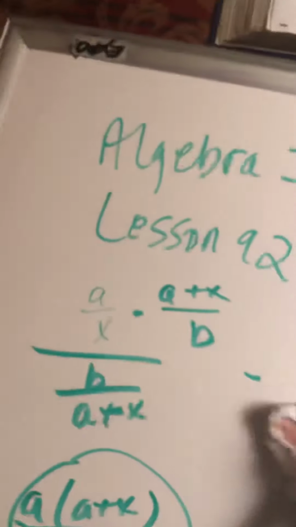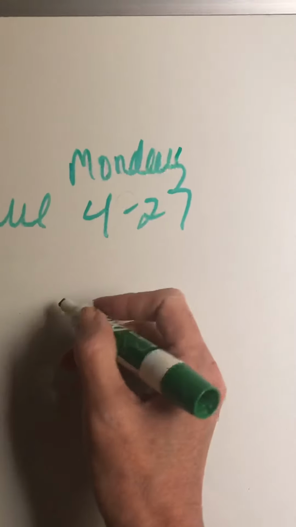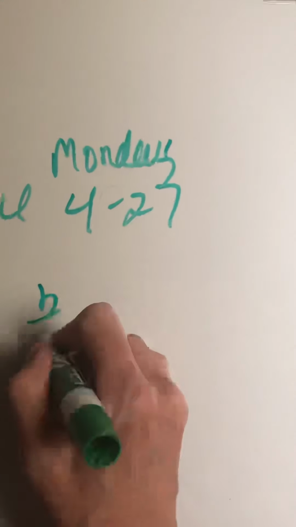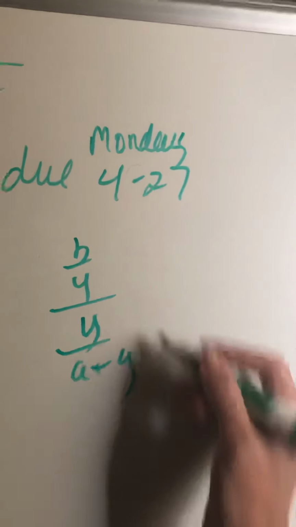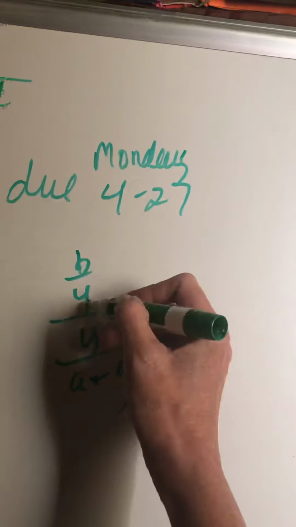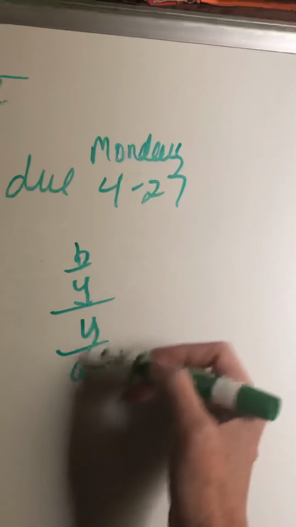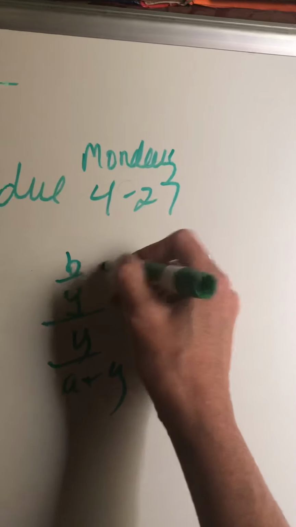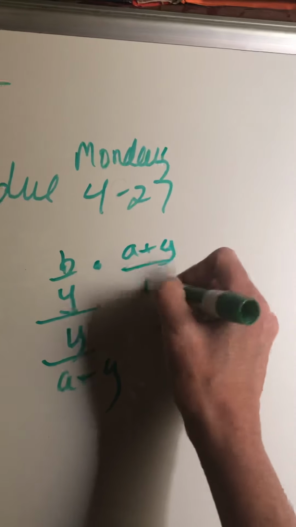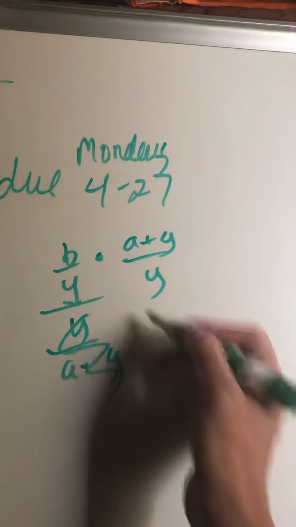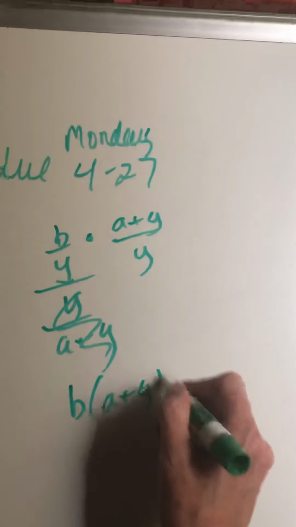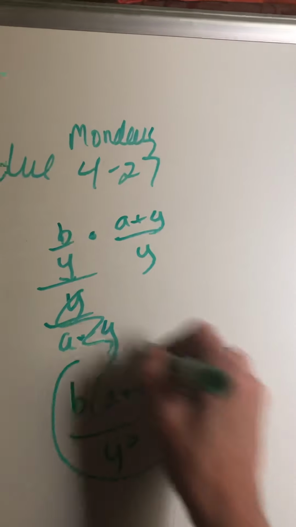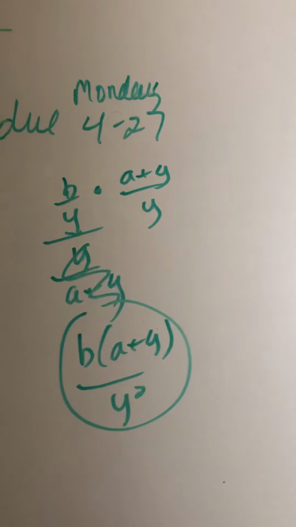Okay, so then another one like that. You would have b over y divided by y over a plus y. So again, this is your top fraction, b over y, divided by y over a plus y. So you'd multiply by a plus y over y. Again, nothing cancels, so you'd have b times a plus y over y squared, because y times y is y squared.